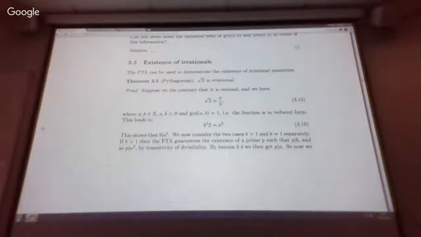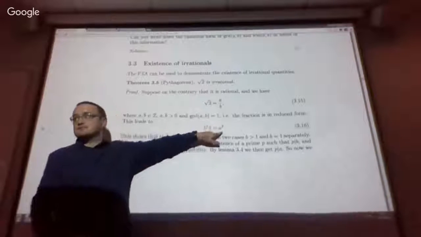The right-hand side, a squared, is a product of two numbers, a times a. Euclid's lemma about prime numbers tells us that the prime 2 must divide one of them. It must divide either a or a. That means it divides a. So 2 divides a.